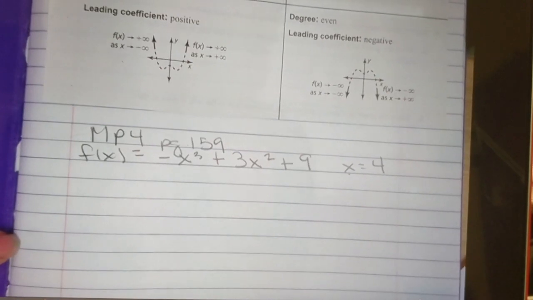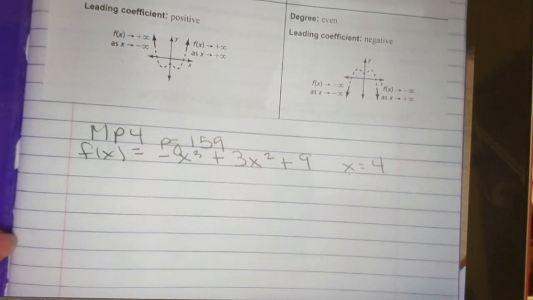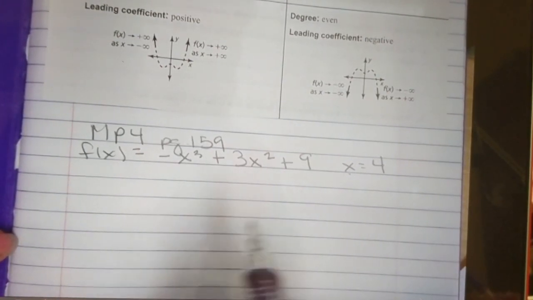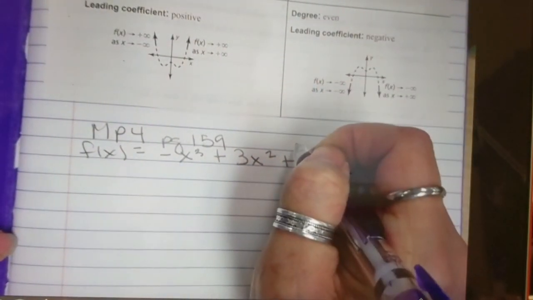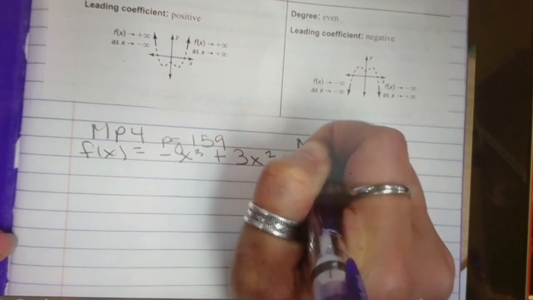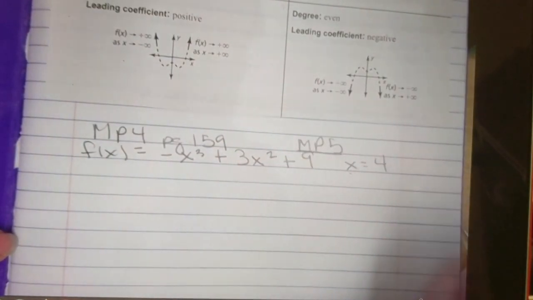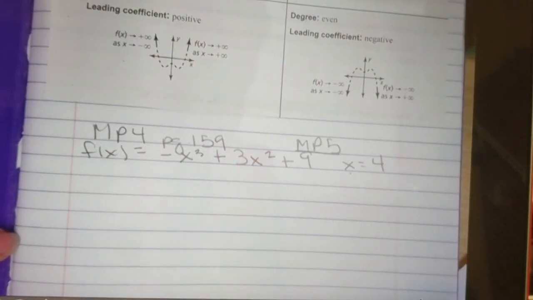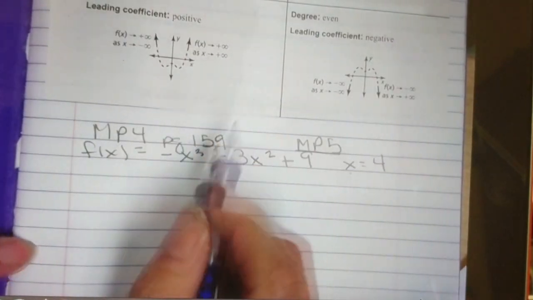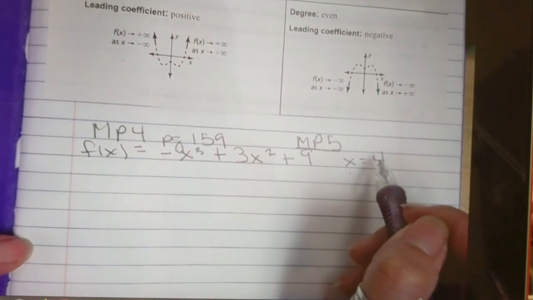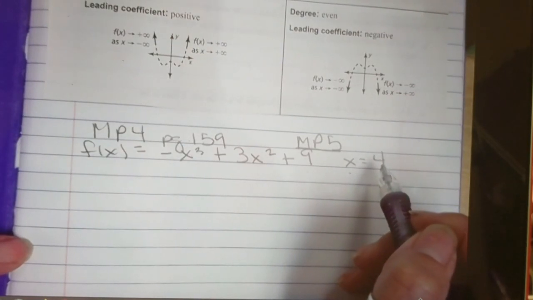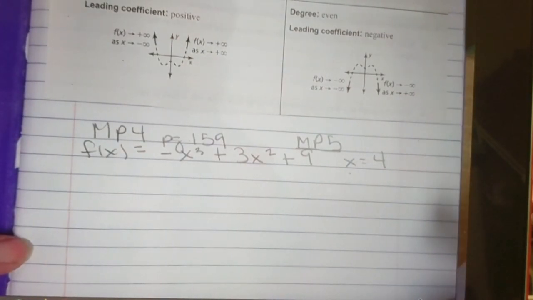So this is section 4.1, and we're going to do monitoring progress 4 on page 159. After we're done with this, I'm going to want you to stop the video, and I would like you to do monitoring progress 5 on your own. So we're going to evaluate a polynomial. So here's my function, and I have to evaluate it for x. Super easy, same as everything else, just plugging it in.